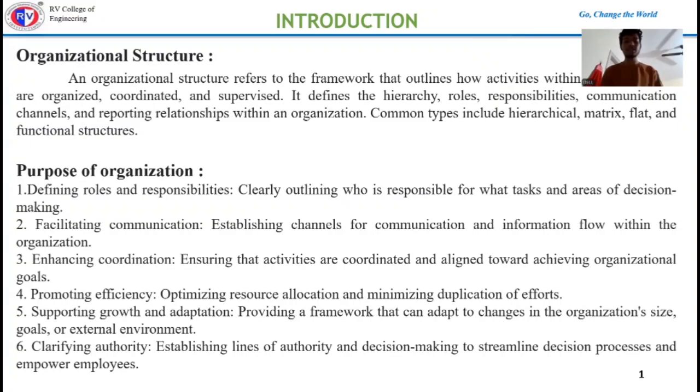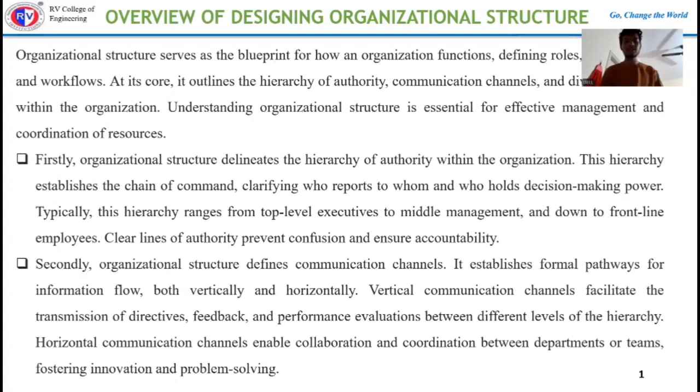So organization structure plays a key role in this, and also in facilitating the communication, establishing channels for communication and information so that everyone can work in a team to achieve a clear goal and common company vision. There is a need for the organizational structure. And then enhancing coordination. Different teams and different departments of the organization must work in coordination with each other to achieve a common goal.